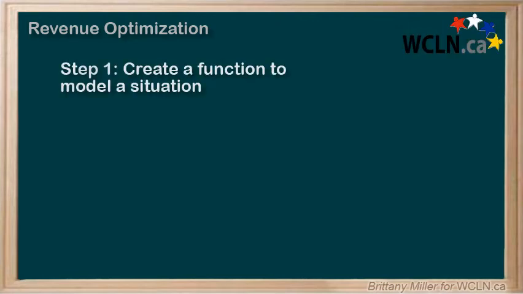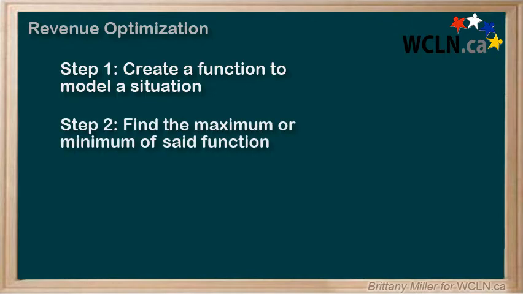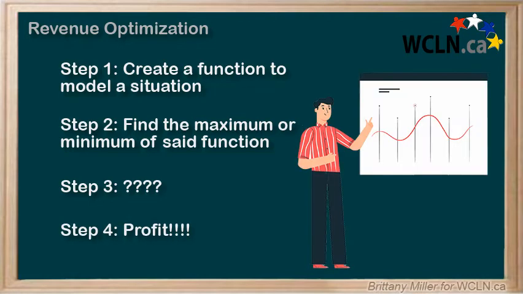Optimization deals with creating a mathematical function to model a real-life situation, and then finding the maximum or the minimum of that function. You can imagine that a lot of companies would be looking to maximize their profit. So this is a type of math that happens often in the real world.